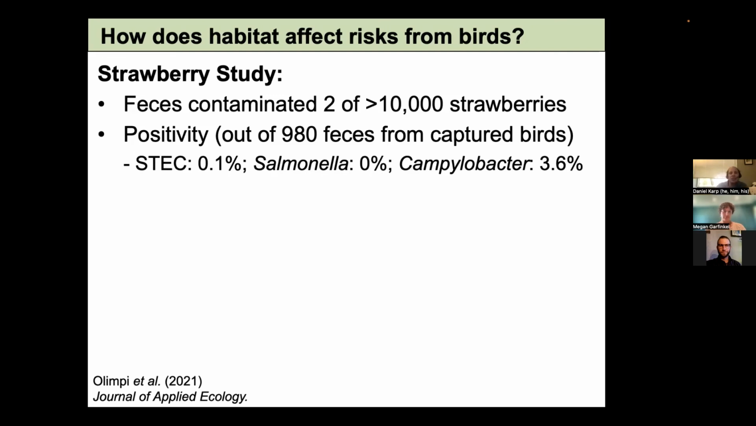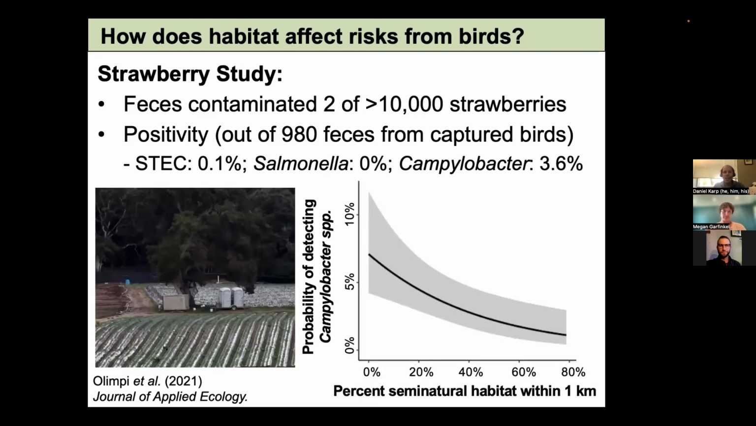But what's really interesting and critical about the Campylobacter story is that as you increase the amount of that semi-natural habitat around a farm field, you actually decrease the likelihood that any given bird was going to be testing positive for Campylobacter.